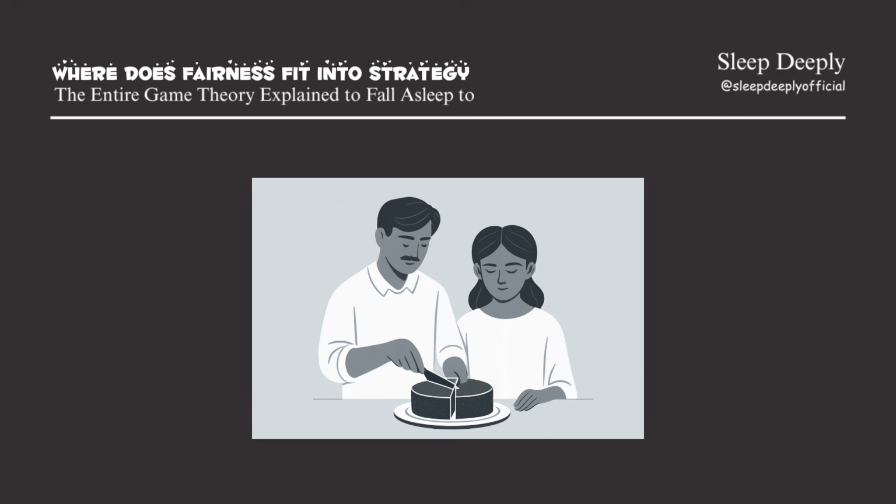One player receives a sum of money and must offer a portion to the other. If the second player accepts, both keep the money. If they reject, neither gets anything. Pure logic says the second player should accept any amount above zero. After all, something is better than nothing. Yet, when the offer feels unfair, like only 10% of the total, many reject it outright, even at a cost to themselves. Why? Because rejecting an unfair deal isn't just emotional, it's strategic. It sends a message. If you treat me unfairly, I won't play along.